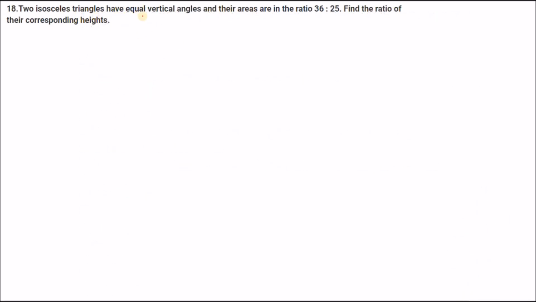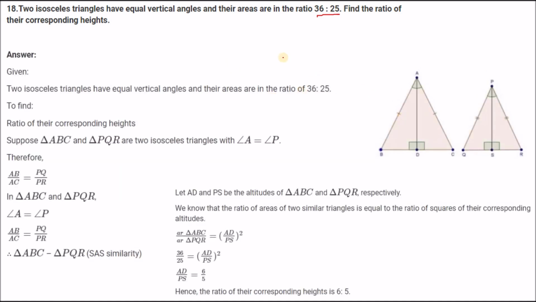Two isosceles triangles have equal vertical angles and their areas are in the ratio 36:25. Find the ratio of their corresponding heights. As we said, the corresponding heights, that is altitudes, h1 by h2 squared, will be equal to area of the first one by area of the second one. So we directly do this because we have discussed this already.